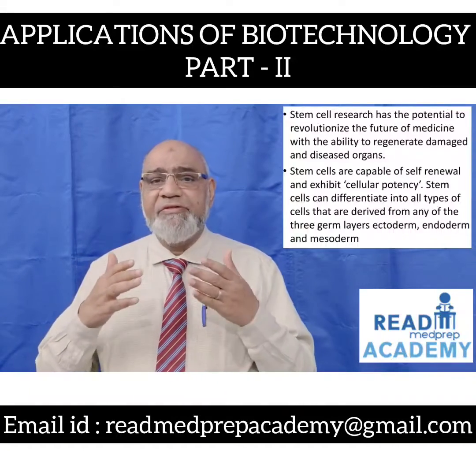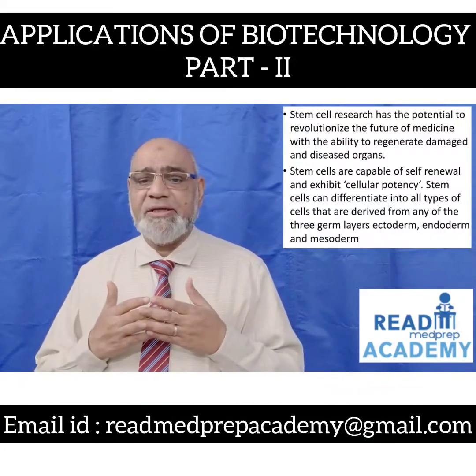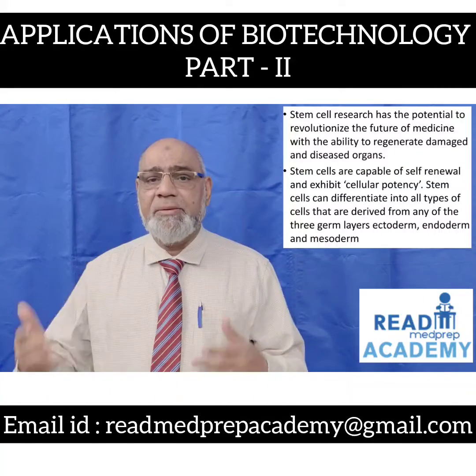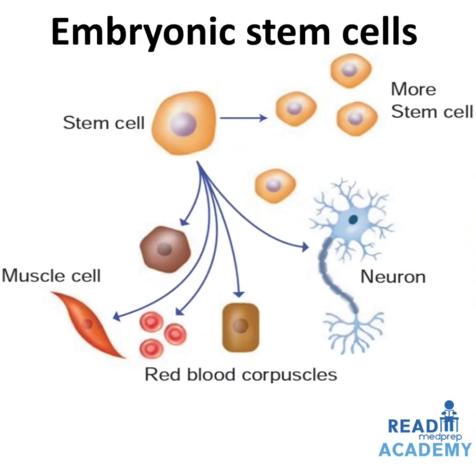Stem cells can differentiate into all types of cells derived from any of the three germ layers: ectoderm, endoderm, and mesoderm. Here you can see the embryonic stem cells, where the stem cells multiply and form more stem cells. These stem cells can be differentiated into different types of tissues, like adipose cells, muscle cells, red blood cells, neurons, epithelial cells, etc.